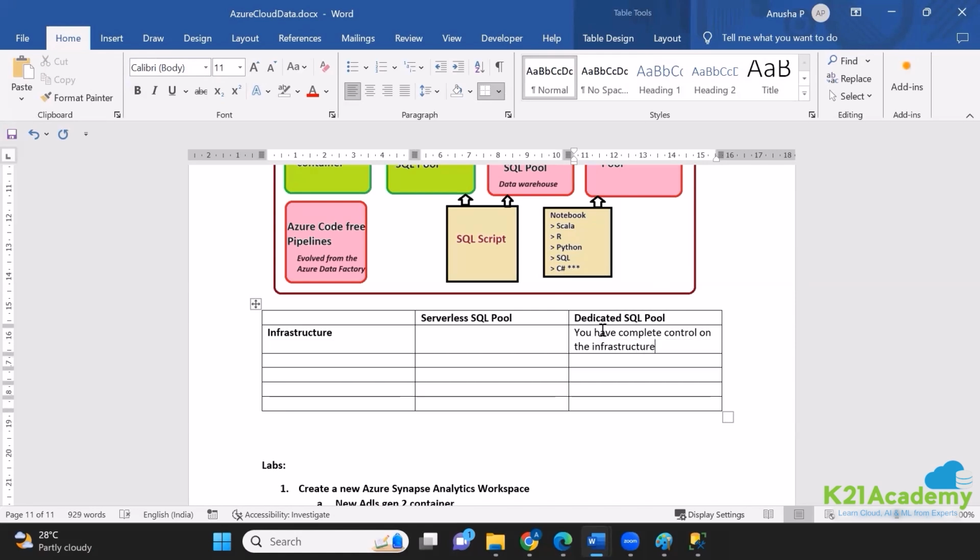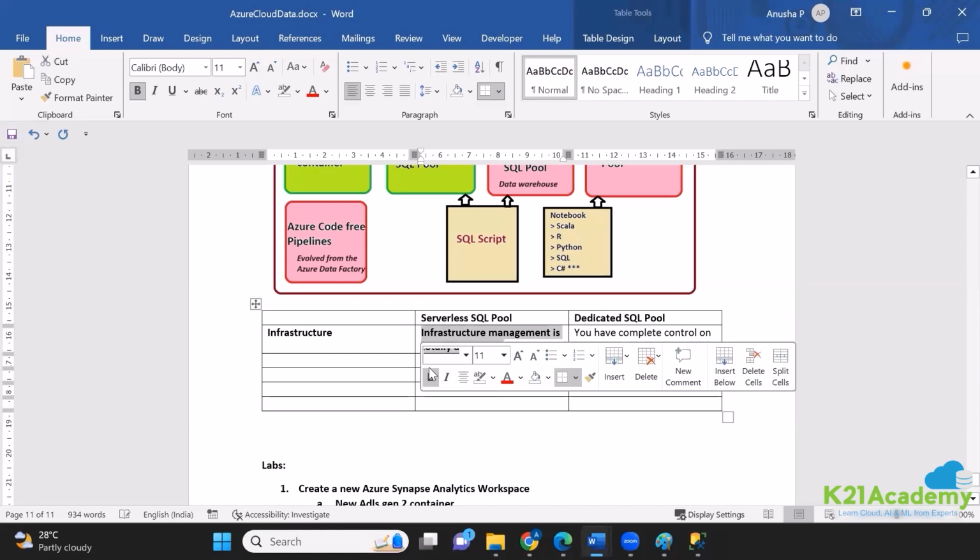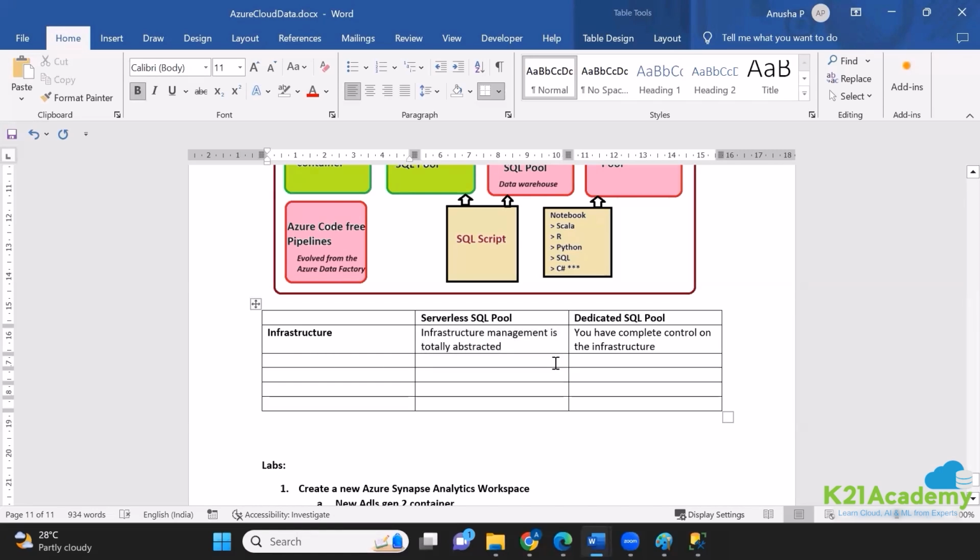on the infrastructure. On the other hand, here the infrastructure management is totally hidden or maybe abstracted. You have no idea how many servers are involved, how it scales up, how it scales down. You have no idea about it. So the entire infrastructure management is totally abstracted.